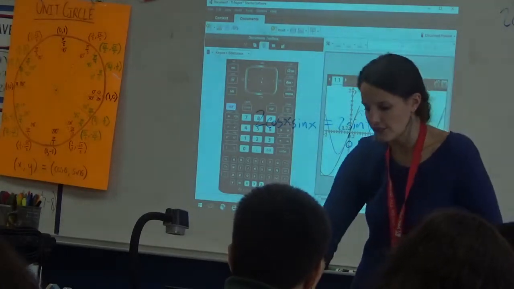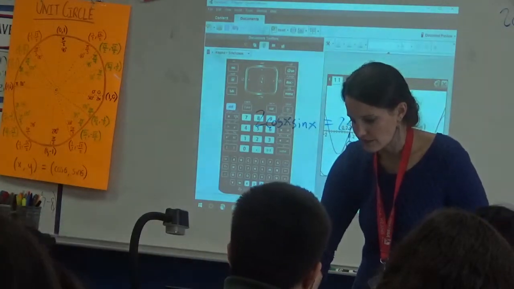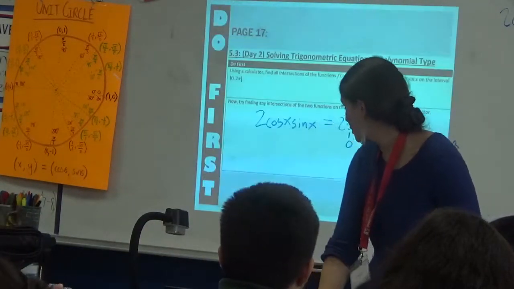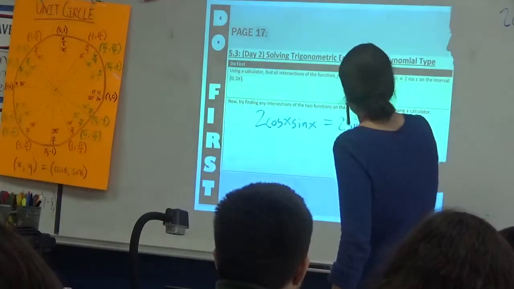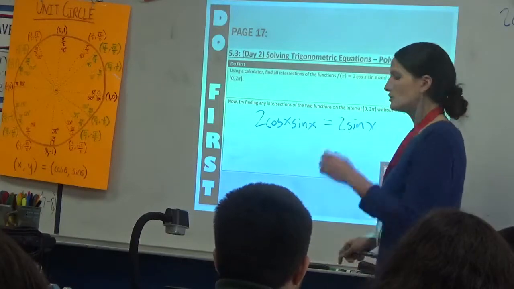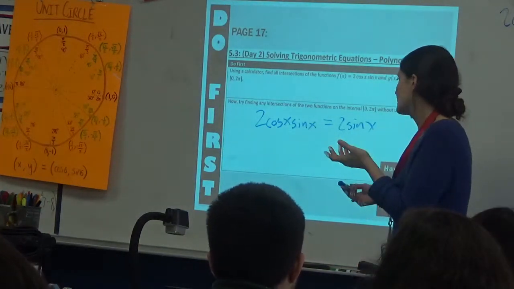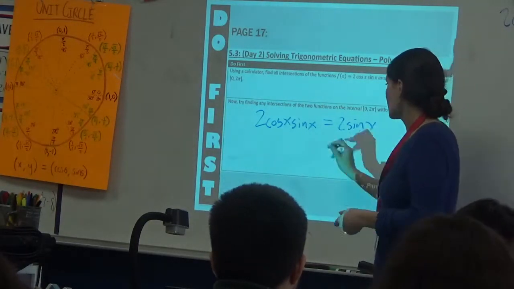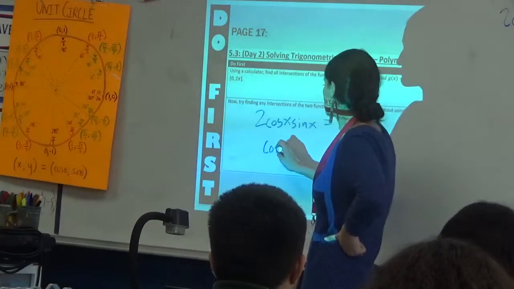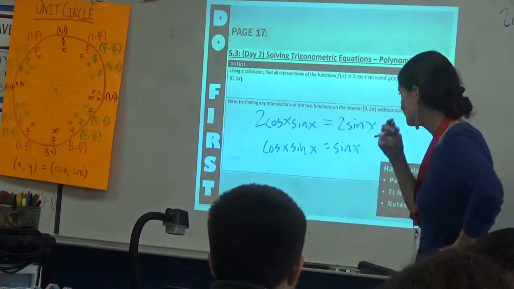Okay, so now the goal is, can we figure out algebraically how to solve this? Now, Yuhong, I saw you kind of started, and I saw a couple people in some other classes trying this today. What did you try to do first, Yuhong? Divided by 2. Yeah, so good idea. You just got rid of the 2 by dividing by 2 on both sides, and you get cosine x sine x equals sine x, right?